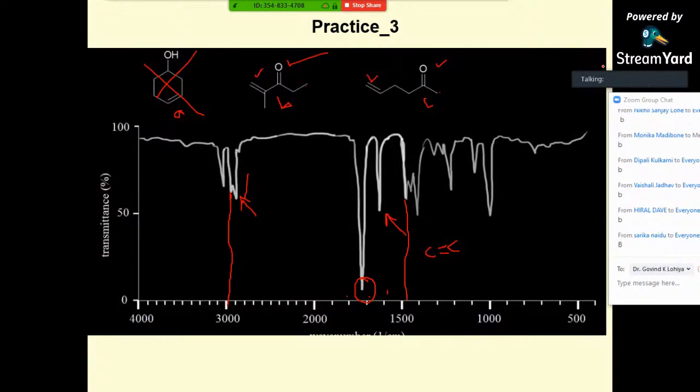Now the inferences are about the same. C double bond C is at 1600. It is present in both the cases. The C double bond O is also present at its own position, and that is also true. So what is the answer? Exactly B or C, and why?